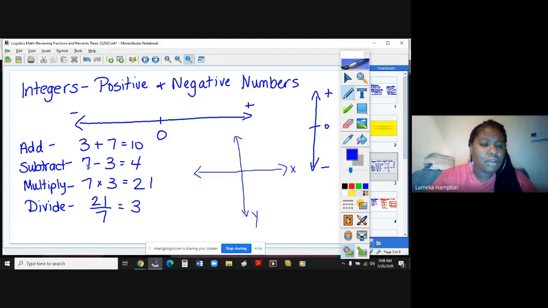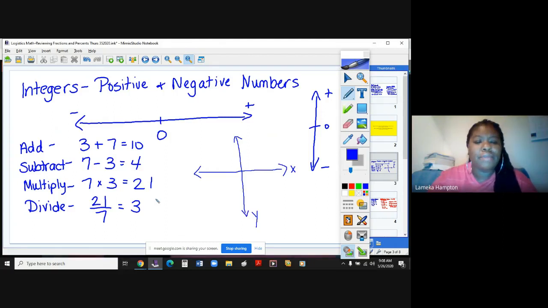Okay, now the good news is with integers, we already know how to add, subtract, multiply, and divide positive numbers. Why? Because that's basic arithmetic. We know that 3 plus 7 is 10. We know 7 minus 3 is 4.